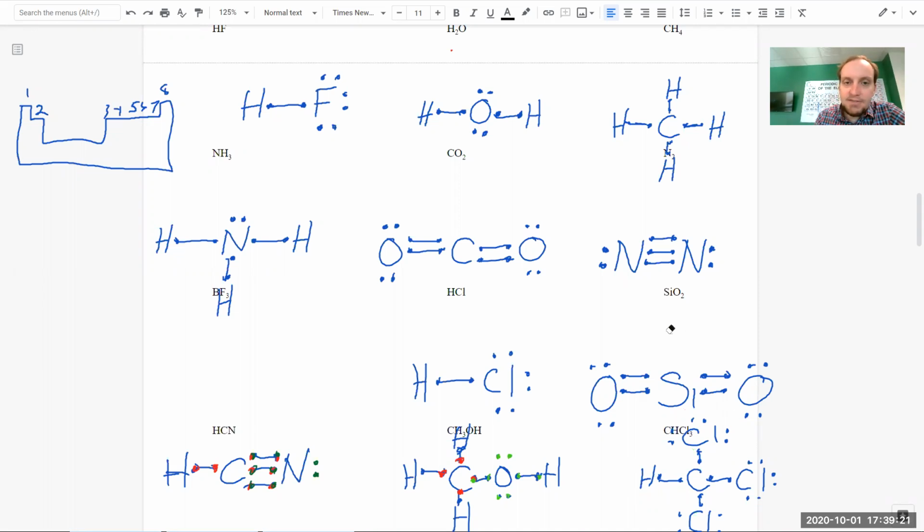All right, guys, so that's the practice of drawing the Lewis dot structures for various covalent molecules. Again, this does not include the exceptions. This is one of the exceptions right here. And I'm about to go over some other ones in the next short video.